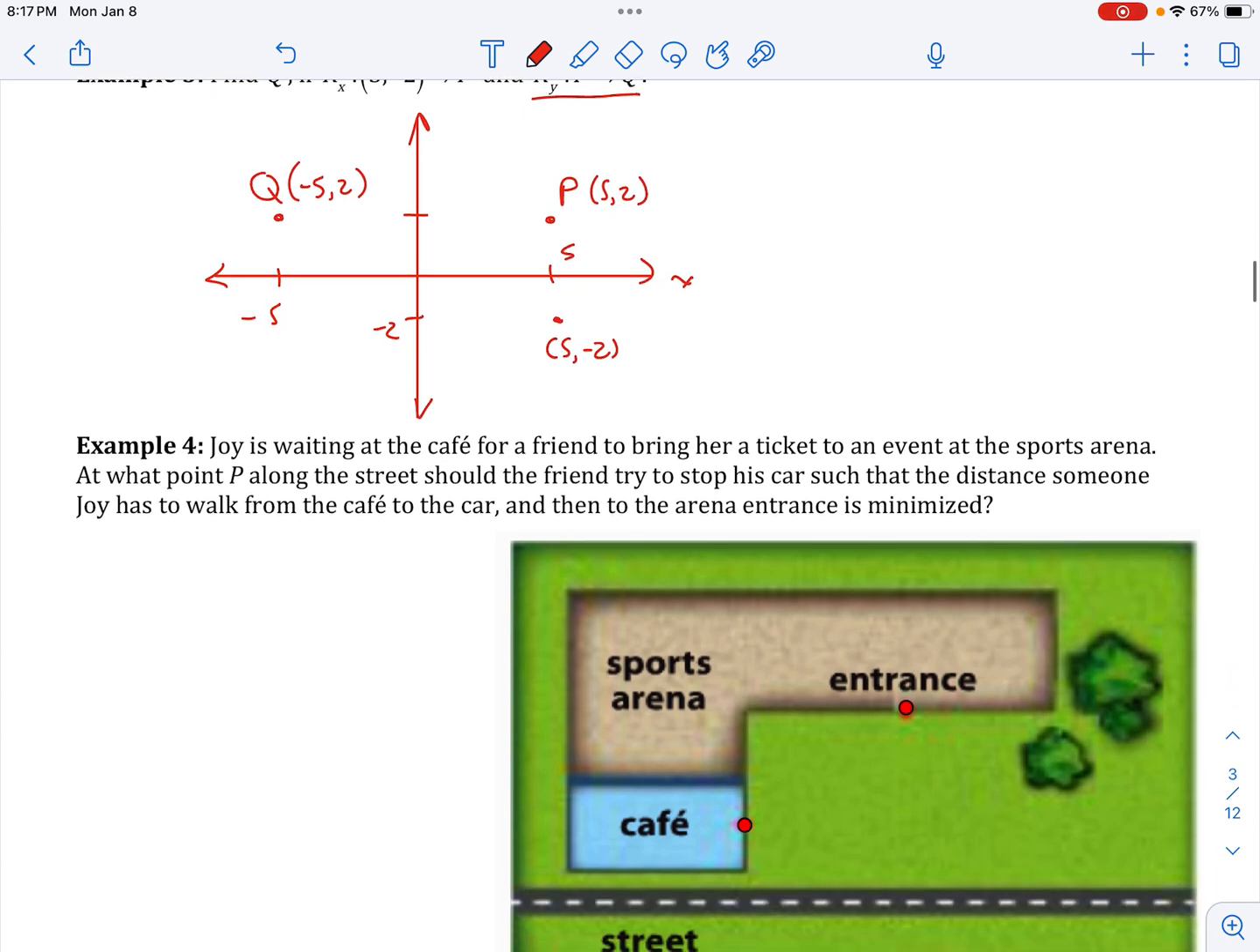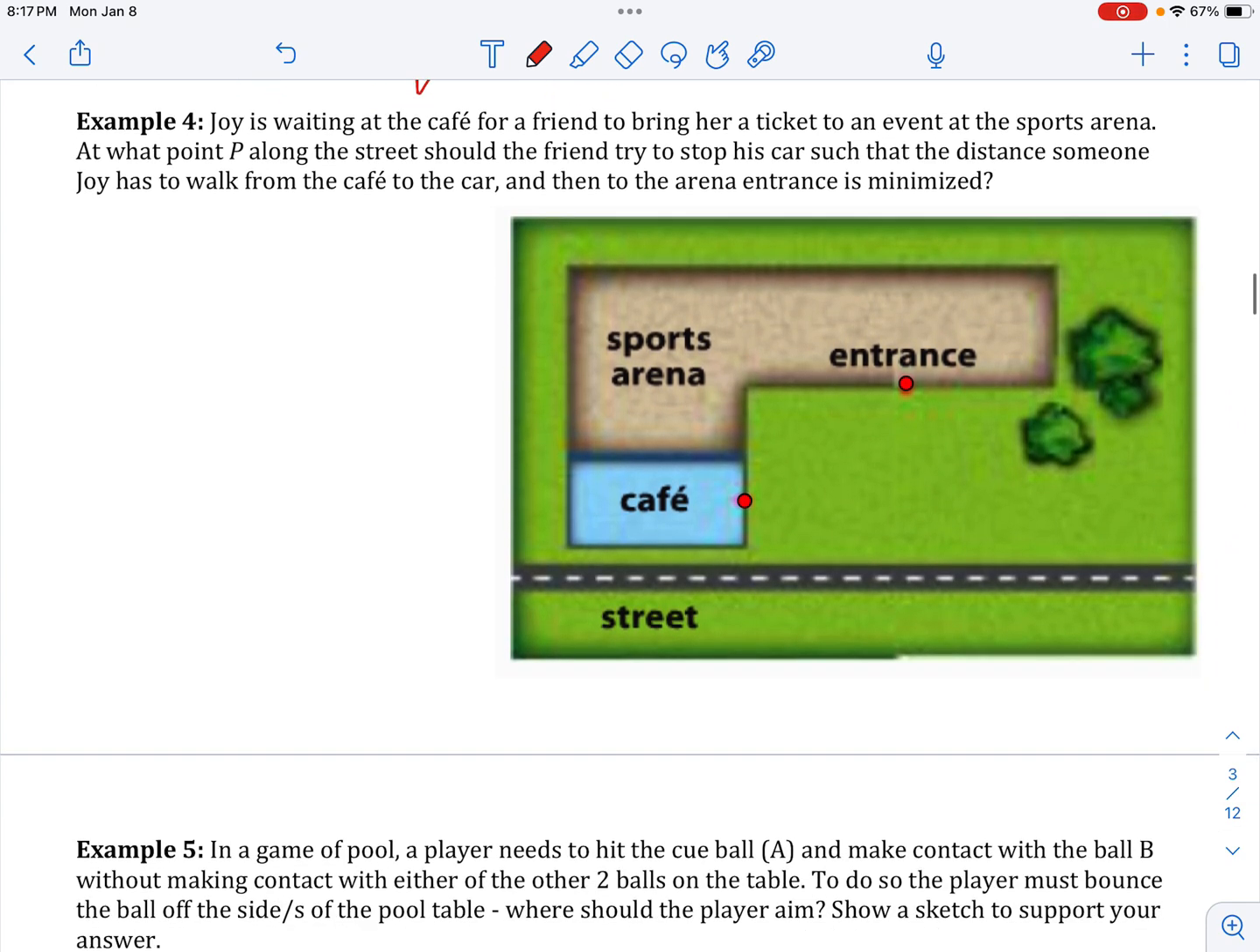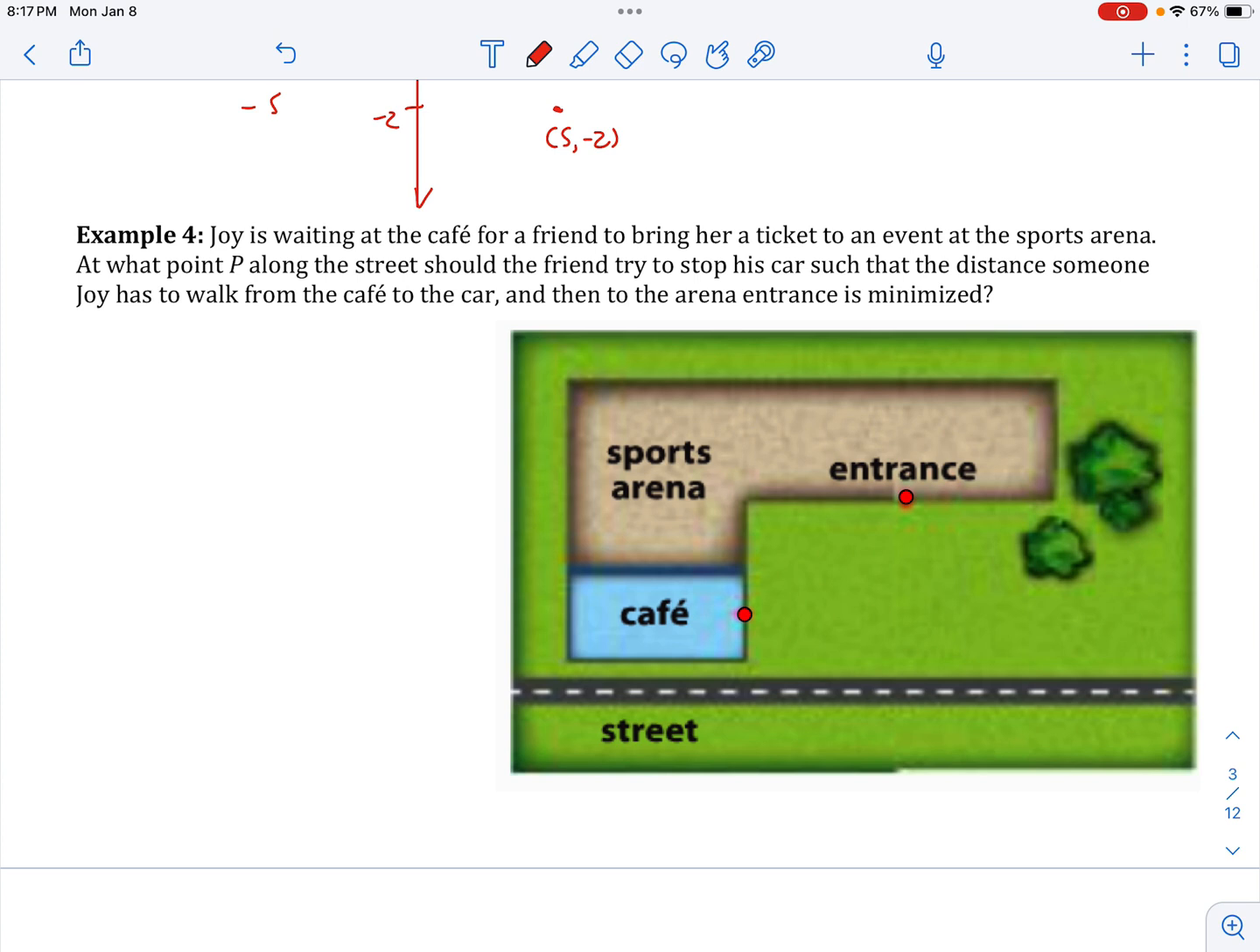All right, this is a very cool problem about Joy waiting at the cafe. So Joy is waiting at the cafe. This is Joy. She's at J here. The question is, she's supposed to run to this road, meet the grab, and then run from the grab to this entrance. And she's supposed to find the shortest way to do it.